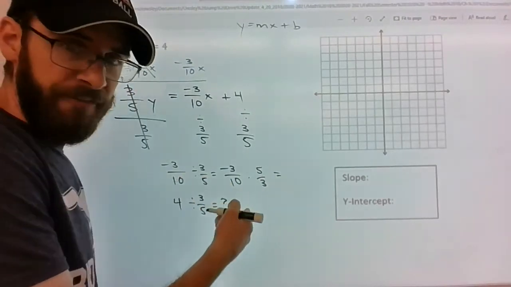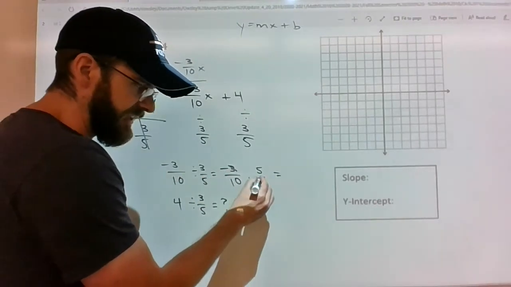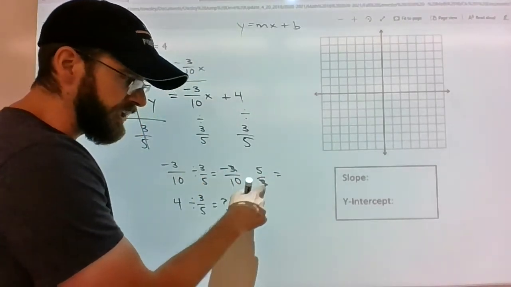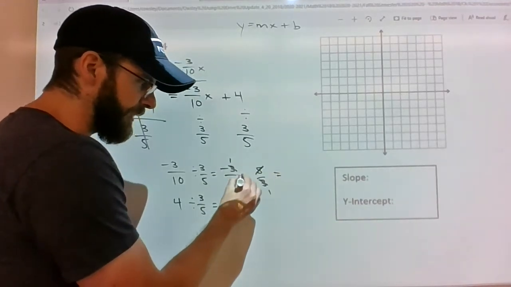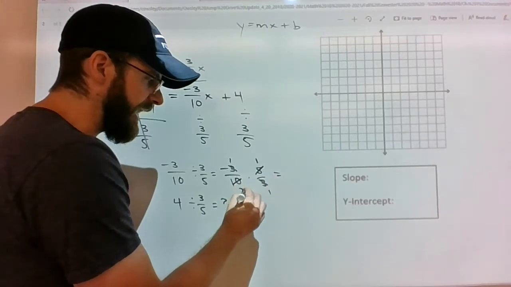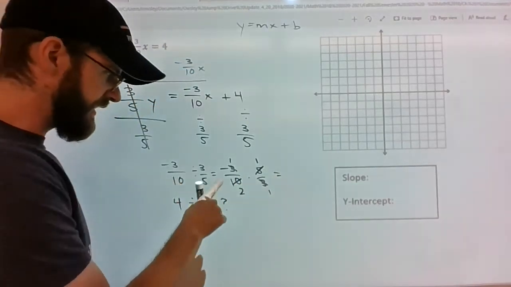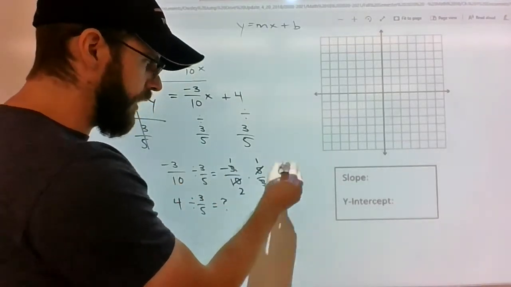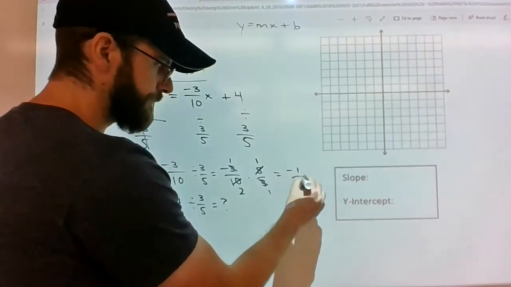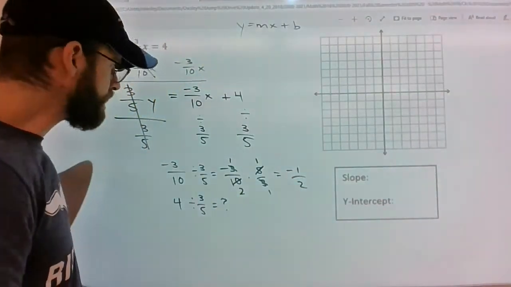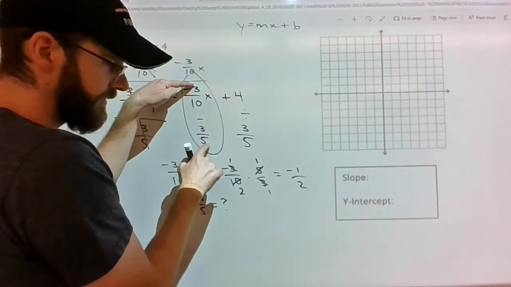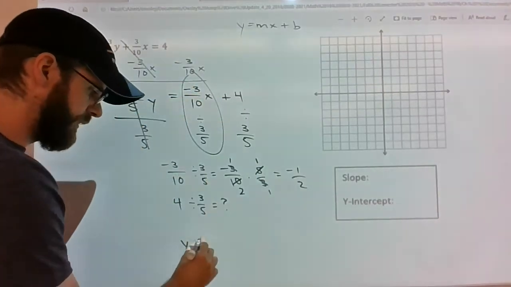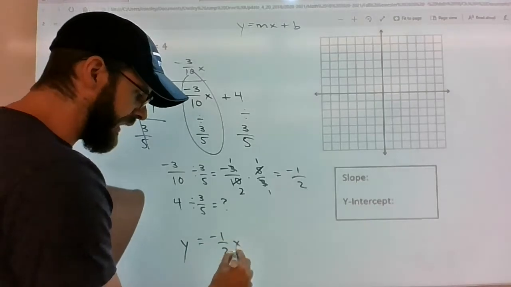And then when you multiply fractions, you can just do cross-canceling like this. 3 divided by 3 is 1, all right? And 5 divided by 10 is 1/2. So when you multiply this out, you got negative 1 times 1 over 2 times 1. So that part right there is negative 1/2 x. So y equals negative 1/2 x.